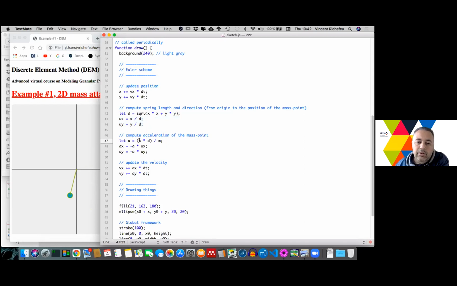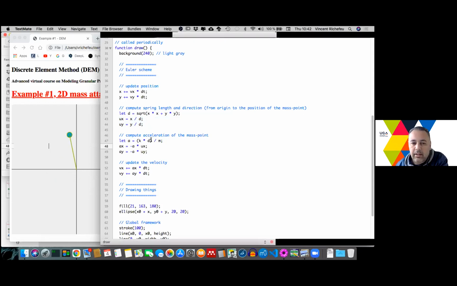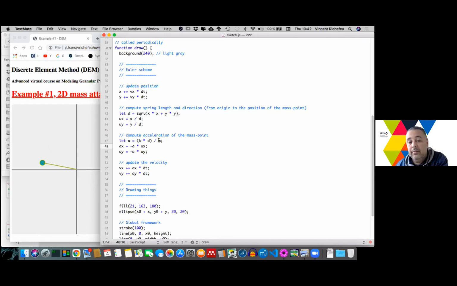And then I will use Newton's second law to compute the acceleration. So the intensity of the acceleration is the force, which is due to the spring. If the spring is at rest, the force will be 0, and the farther the point is from the origin, the larger the force will be, and it will increase linearly. And if I divide this force by the mass, I will obtain the acceleration.